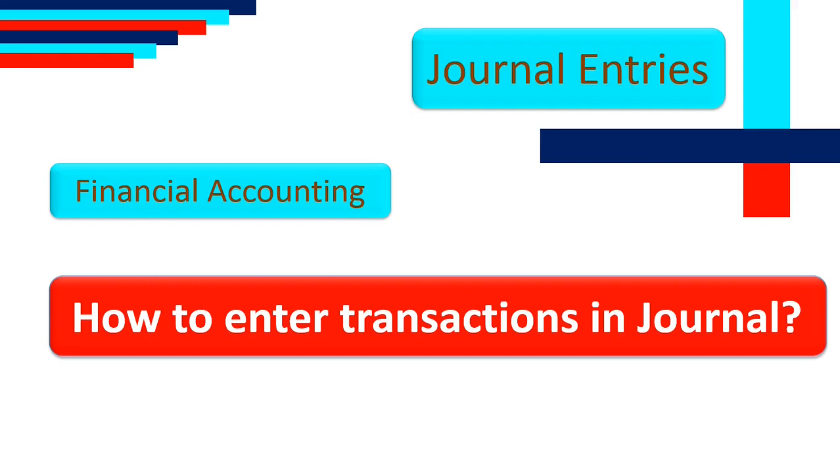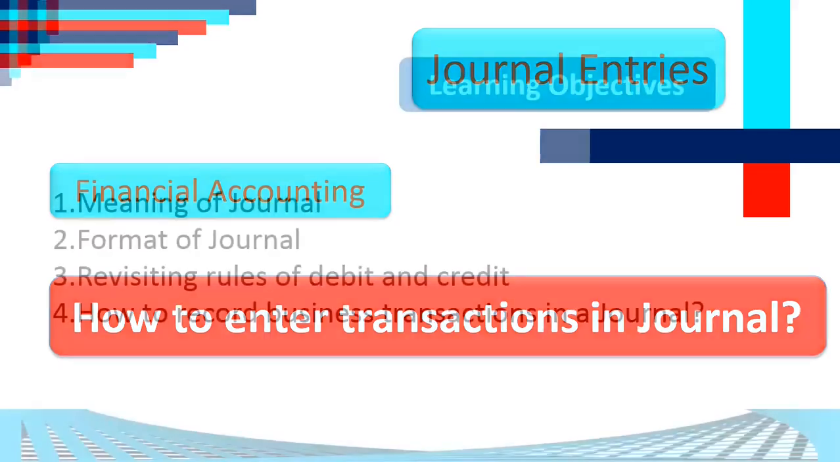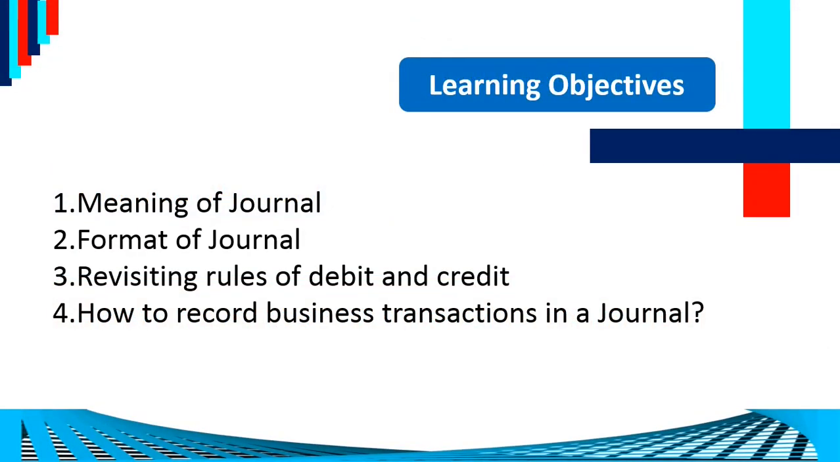The first step to record business transactions is to correctly write journal entries using the rules for debit and credit. In this video, we will first learn the meaning of journal, followed by getting familiar with the format of the journal. Then we will quickly revisit the rules for debit and credit before finally applying the same to record financial transactions of a business in a journal.